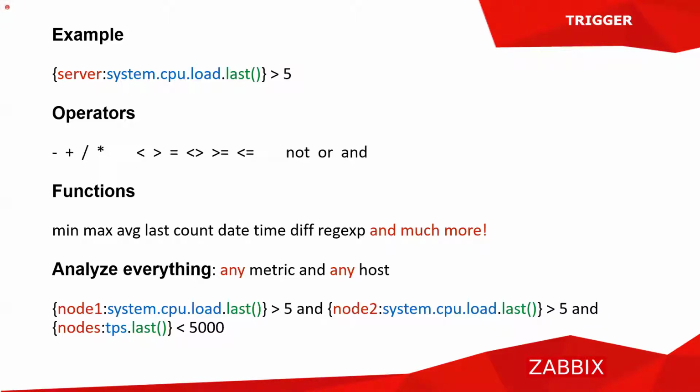More or less are not the only operators you can use for the triggers themselves. There are a lot more. You can make some simple mathematical equations with minus, plus, division, and multiplying. You can use operators like less than, more than, equal, not equal, more or equal, and less or equal, and of course not, or, and.